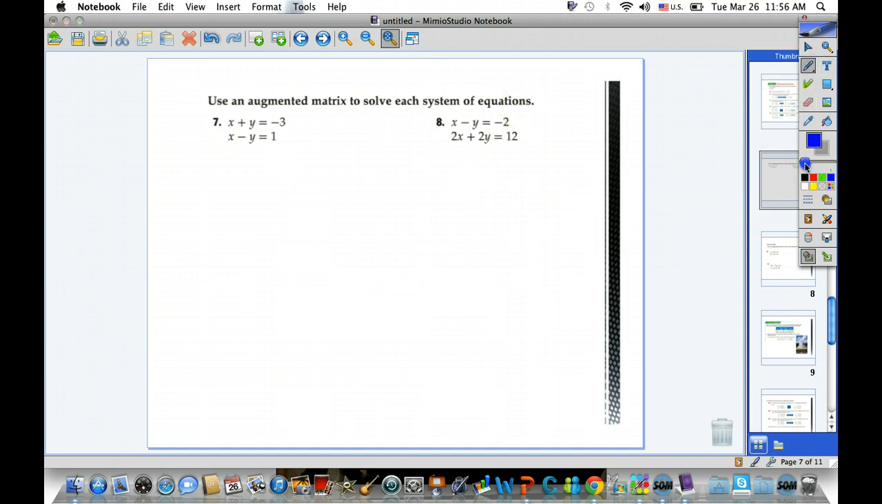Make it a little bigger. Okay, we have 1, negative 1, 2, negative 2, 2, 2, and 12. So again, what we want to do is make our matrix look like 1, 0, 0, 1, and whatever numbers come here and here.